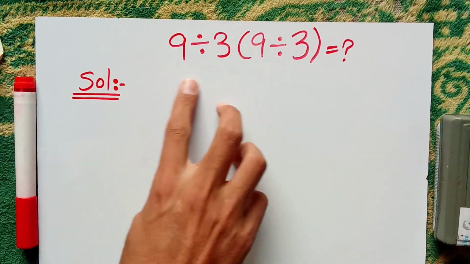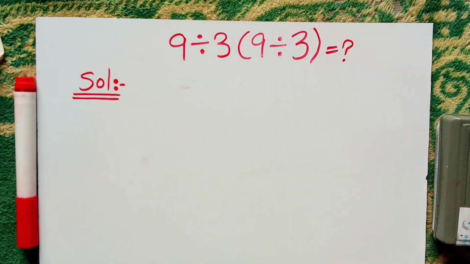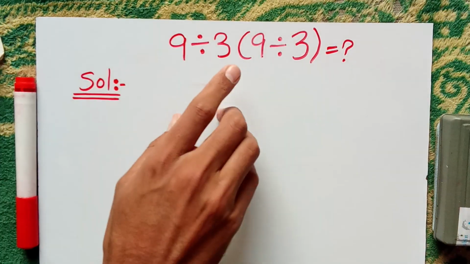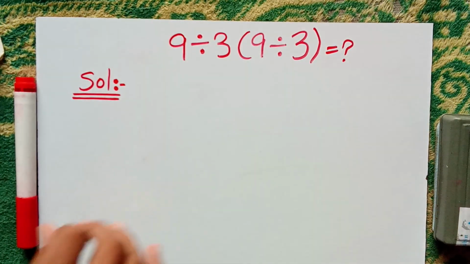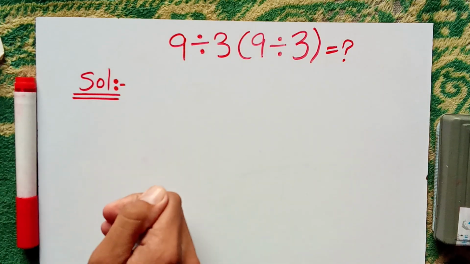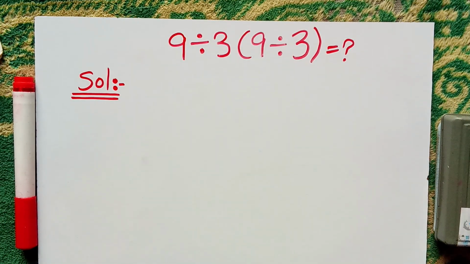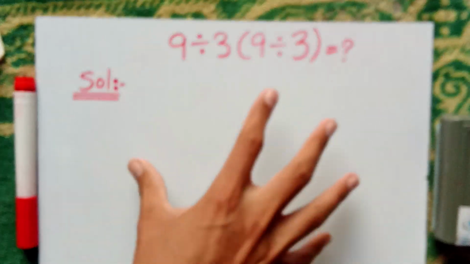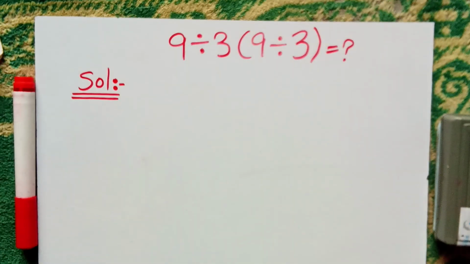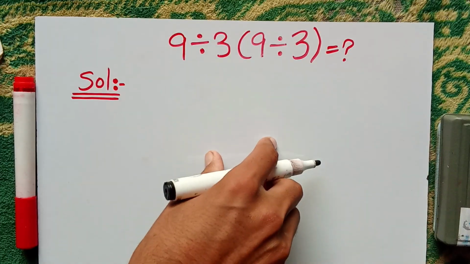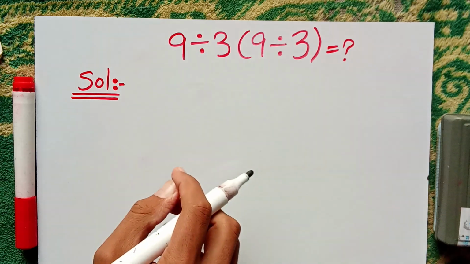In this video, we will find the value of this math question: 9 ÷ 3(9 ÷ 3). If you know the answer, then send it in the comment section and wait for my answer to see whether your answer is right or wrong. So now we can move to solve this question by the wrong method, because mostly people solve this question by this wrong method.